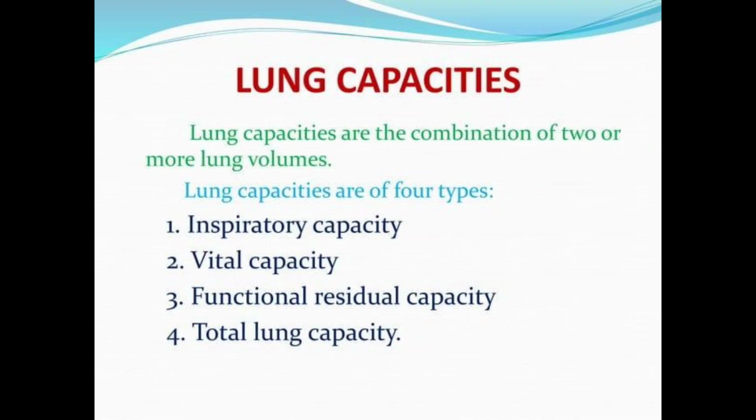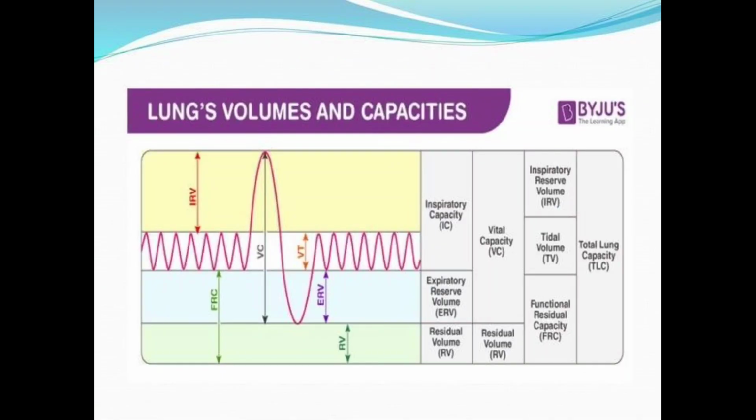Next is the lung capacities. Capacity means the ability of the lungs, how much gas can go inside the lungs and how much can be expelled out, related to the lung volume. Lung capacities are the combination of two or more lung volumes. Lung capacity is of four types. First is the inspiratory capacity. Second is the vital capacity. Third is the functional residual capacity, and last is the total lung capacity. By this graph we can easily understand the lung volumes and capacities.